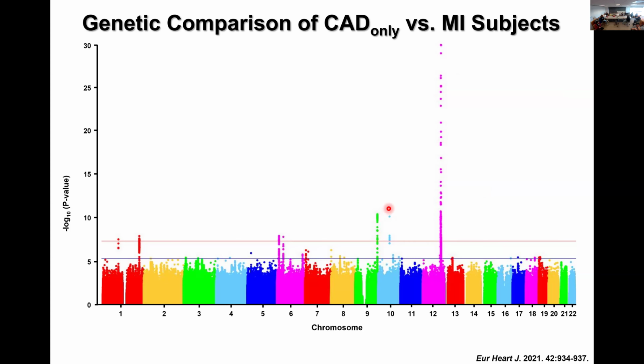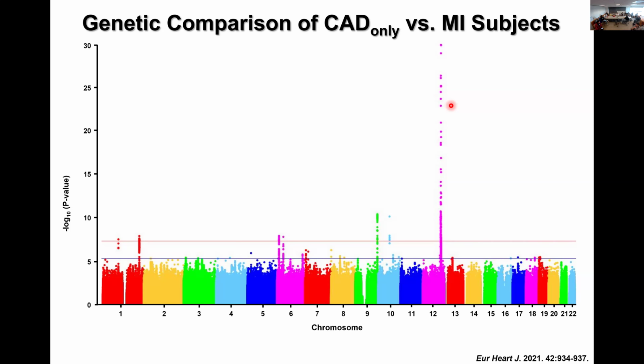What you can see here is that obviously it doesn't look as robust as that big, large analysis with all those cases, but there appear to be a handful of loci specifically associated with heart attack in the presence of coronary disease. This one on chromosome 12, which has a p-value of 10 to the minus 30 or so, is a very interesting locus. It's only found in Asians, and it happens to be the locus involved in alcohol intolerance.